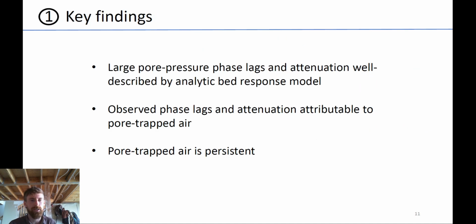So key findings from this section: large pore pressure phase lags and attenuation were observed, and they were well described by this bed response model, and the use of this model allowed us to attribute the observed properties to a significant component of pore trapped air in the bed. And another important result that I didn't really show here, but came out of the data, was that this pore trapped air appears to be persistent both throughout a tidal cycle and throughout the spring neap cycle, apparently not escaping at high tide versus mid tide or what have you.